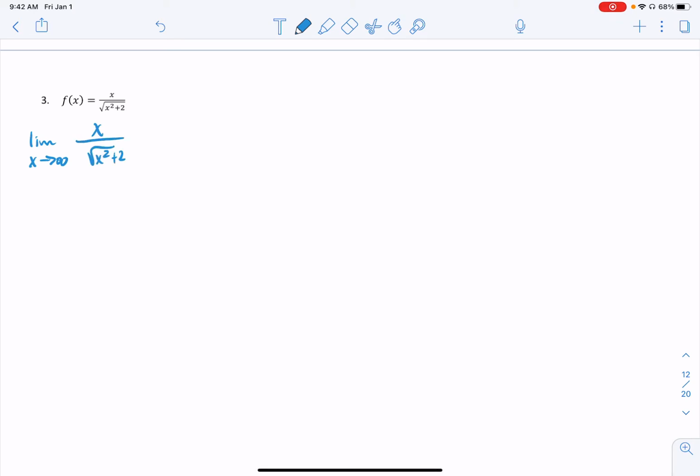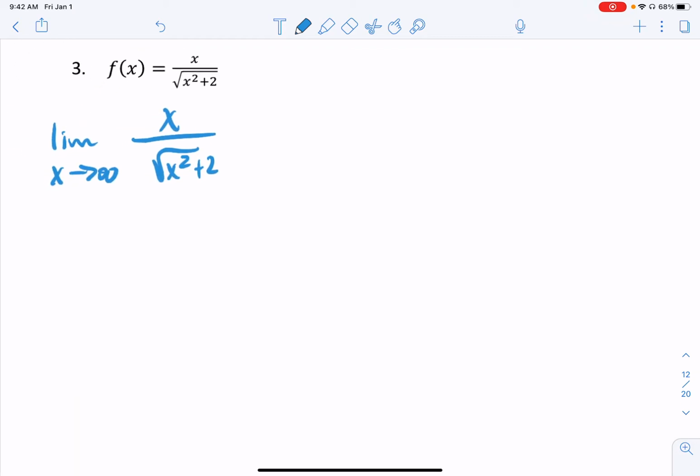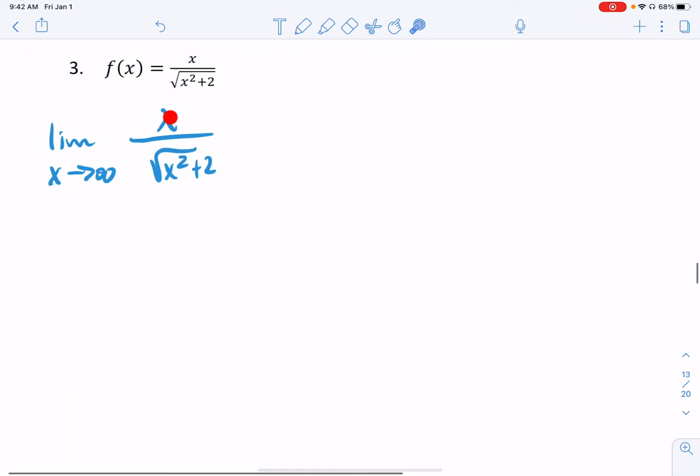Once again, if I were to stick in an infinity here, I'd have infinity on the top. I'd have an infinity down here on the bottom. So it's infinity squared plus 2, still infinite. Square root, still infinite. I get infinity over infinity. What does this mean? This means it's a check for L'Hopital's rule.